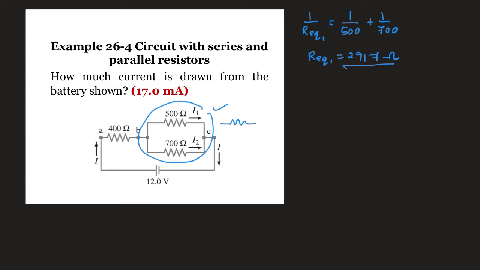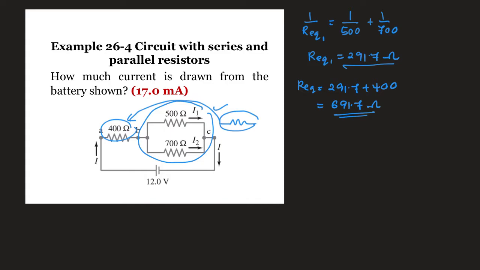Once you find the resistor equivalent for this combination, it becomes one resistor here with the value of 291.7. So this 291.7 is going to be in series with the 400 ohm. So you are going to use the formula for series, which is R equivalent equals 291.7 plus 400. Therefore, the R equivalent is going to be 691.7 ohm.